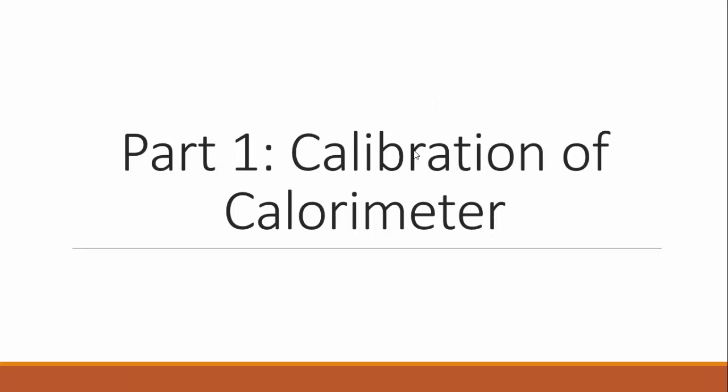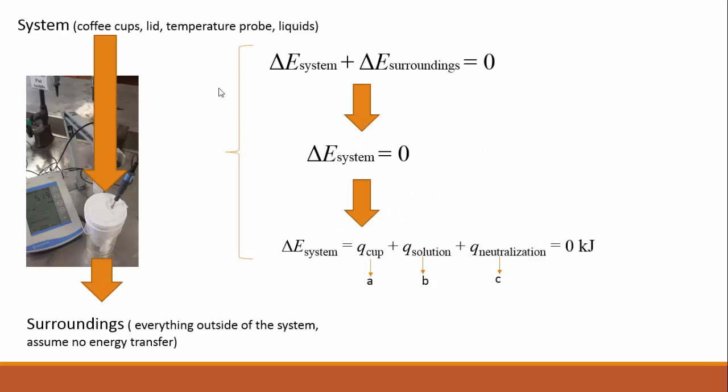Okay, so let's go over a little bit of the theory and some of the calculations that you will need to do for experiment 3 on calorimetry. The first part of the experiment, you were asked to calibrate the calorimeter. So let's take a quick look at your setup.